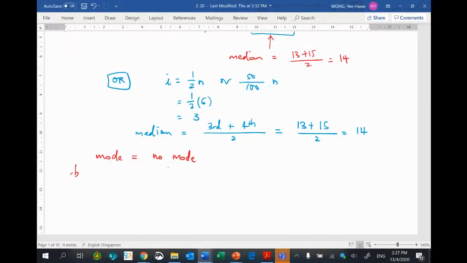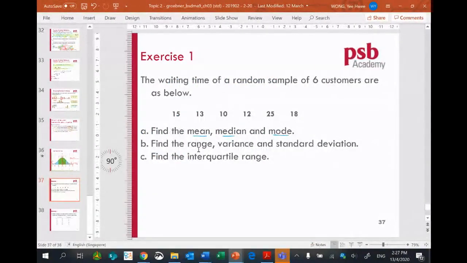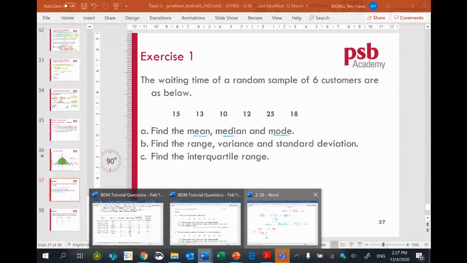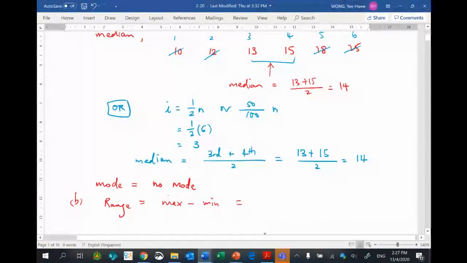Now we're going to proceed to range. Second question, which is this, the range. Then you have variance, you have standard deviation, yeah. How to calculate range? You take the maximum, the highest number, take away the minimum number, or the lowest. So you just write exactly what's the highest here, 25, take away the lowest, 10. So the answer is just 15. Very simple.